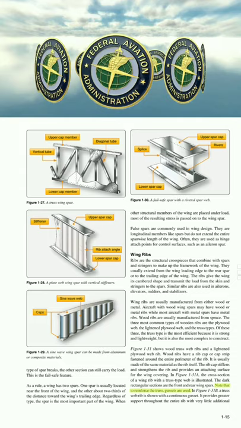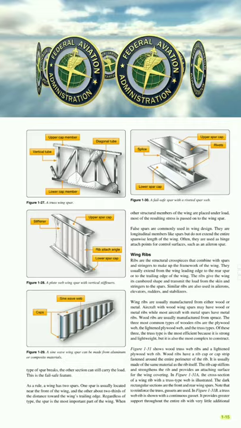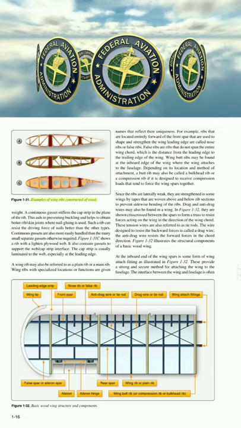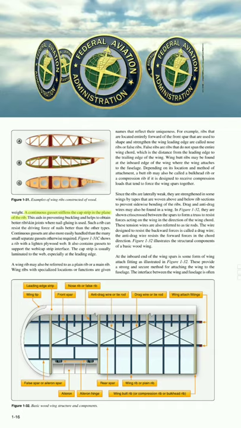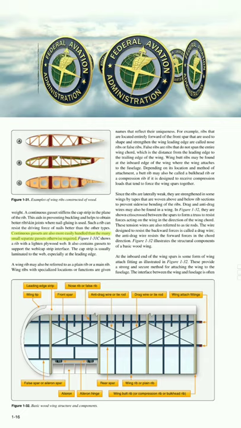Note that to reinforce the truss, gussets are used. In Figure 131B, a truss web rib is shown with a continuous gusset. It provides greater support throughout the entire rib with very little additional weight. Figure 131. Examples of wing ribs constructed of wood. A continuous gusset stiffens the cap strip and the plane of the rib. This aids in preventing buckling and helps to obtain better rib/skin joints where nail gluing is used. Such a rib can resist the driving force of nails better than the other types. Continuous gussets are also more easily handled than the many small separate gussets otherwise required.